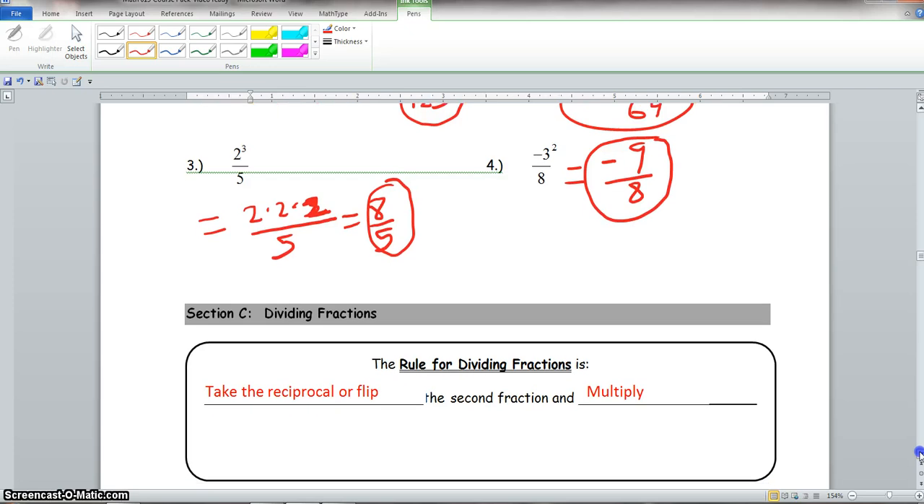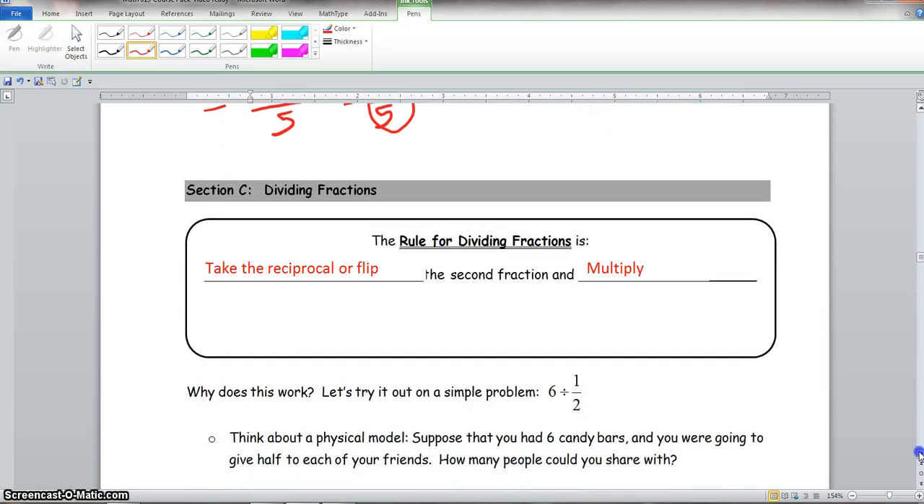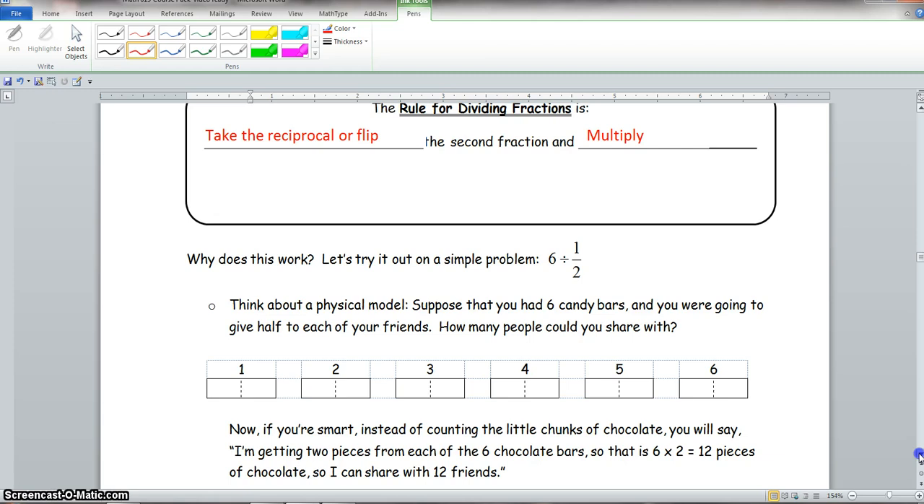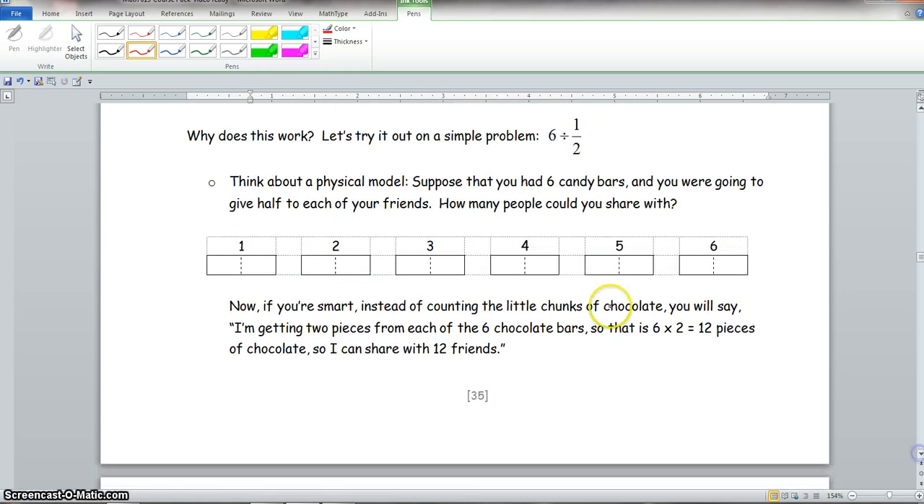Now we scroll down here, dividing fractions. The rule for dividing fractions is we would take the reciprocal or flip the second fraction and multiply. So now, if we look here, it says, why does this work? Let's try it out on a simple problem. 6 divided by 1/2. Think about a physical model.